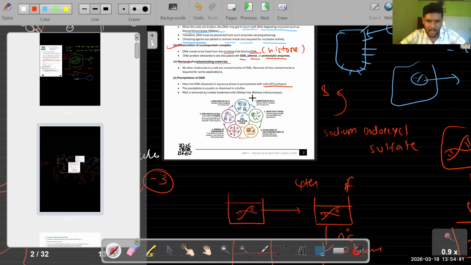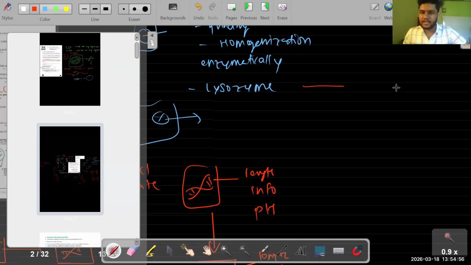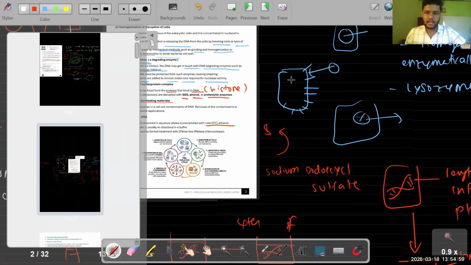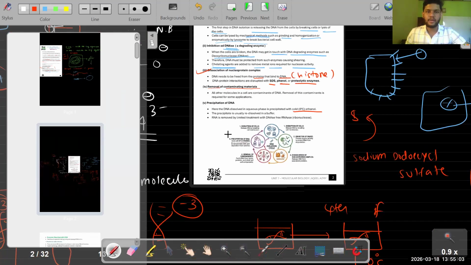RNase means ribonuclease, right? Nuclease means degrading. RNase will react only with RNA. DNase will react with DNA, right? So just think like this. You might ask, sir, we were extracting the DNA, right? How does an RNA come in the middle? Do you have that question?